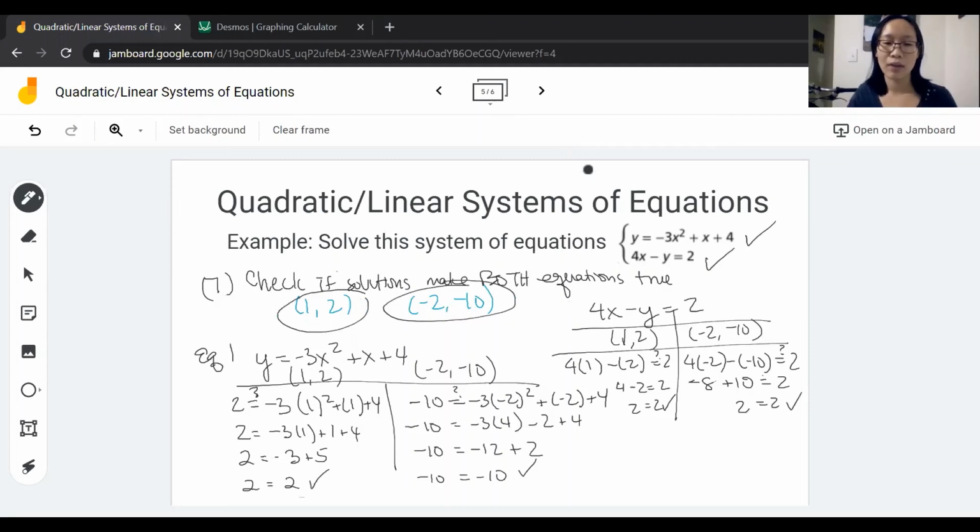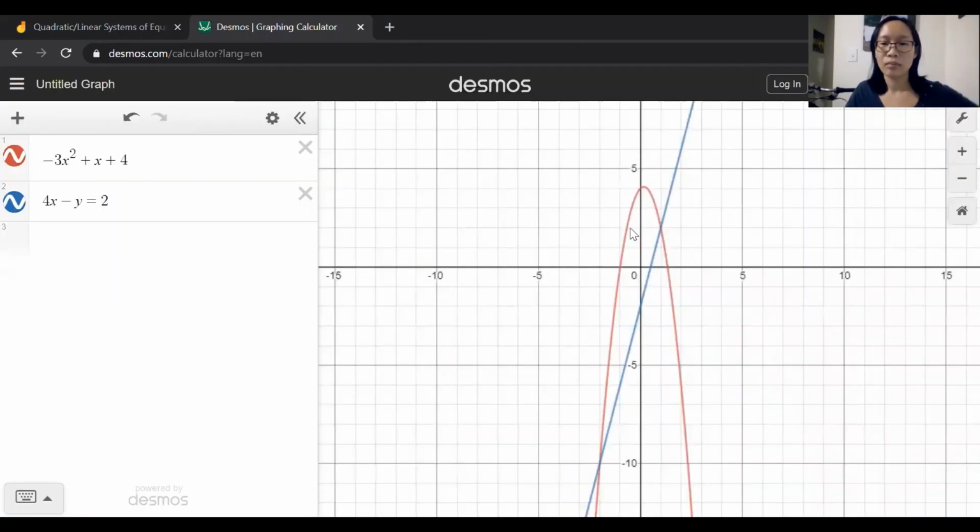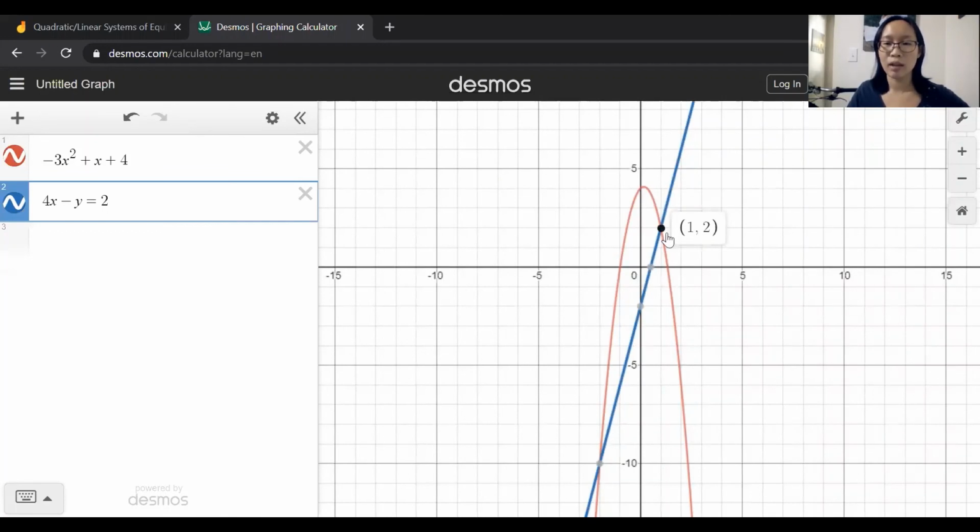I can also verify this graphically using Desmos. On this graph, I can see that my solution (1, 2) is on both the line and the parabola, and my solution (negative 2, negative 10) is also on both.